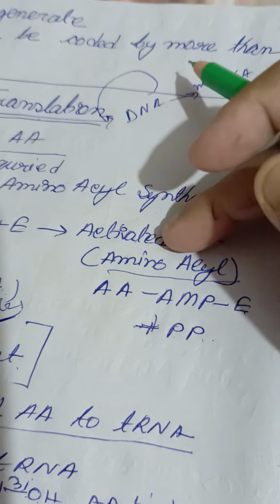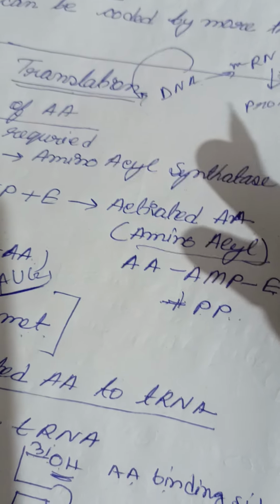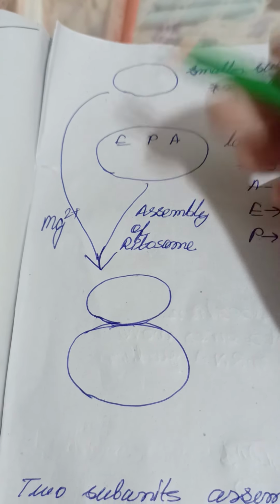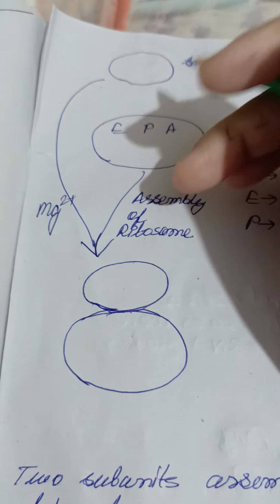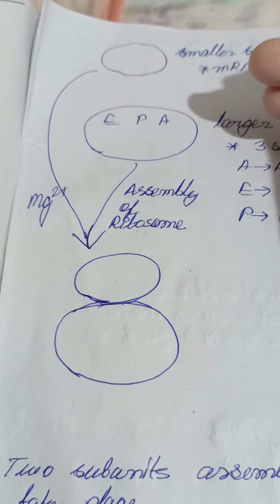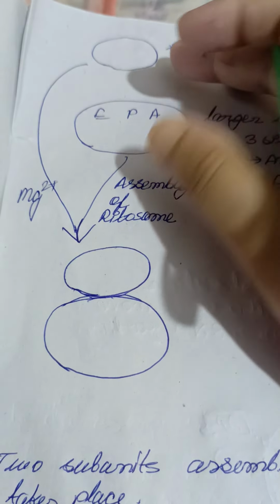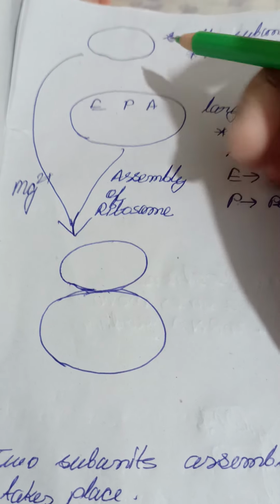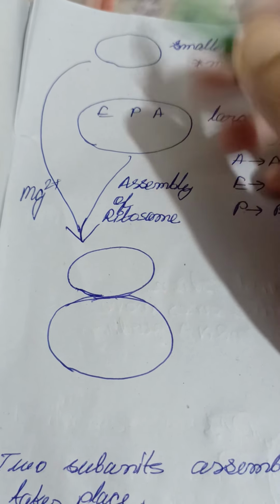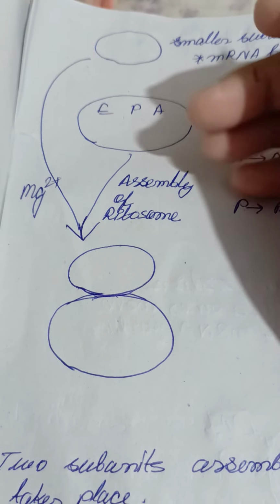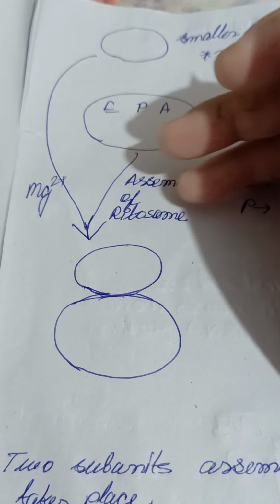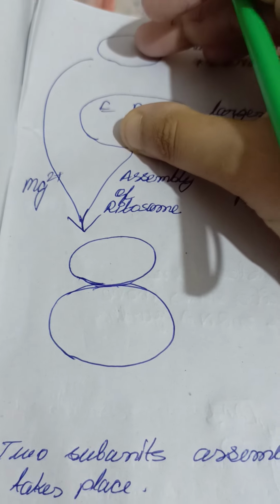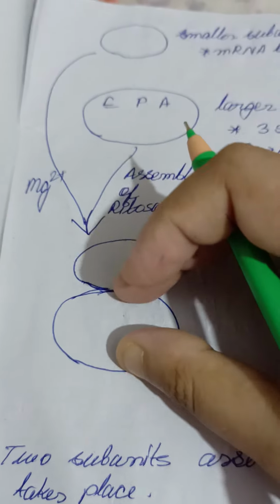Amino acyl means the enzyme will bind here. Okay, so when these two subunits bind, protein synthesis will begin. We have already learned the structure of ribosome in the chapter Cell in class 11 biology. So assembly of the ribosome takes place when protein synthesis begins. Assembly means these two subunits will bind.